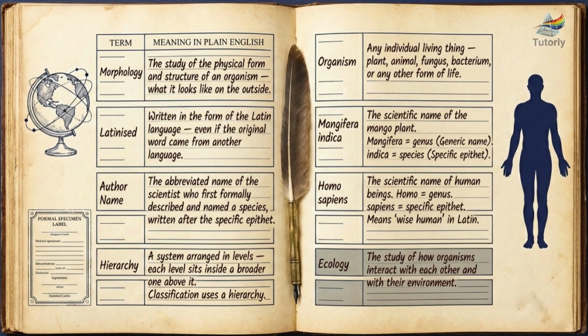Mangifera indica. The scientific name of the mango plant. Mangifera equals genus, generic name. Indica equals species, specific epithet. Homo sapiens. The scientific name of human beings. Homo equals genus. Sapiens equals specific epithet. Means wise human in Latin. Ecology. The study of how organisms interact with each other and with their environment.